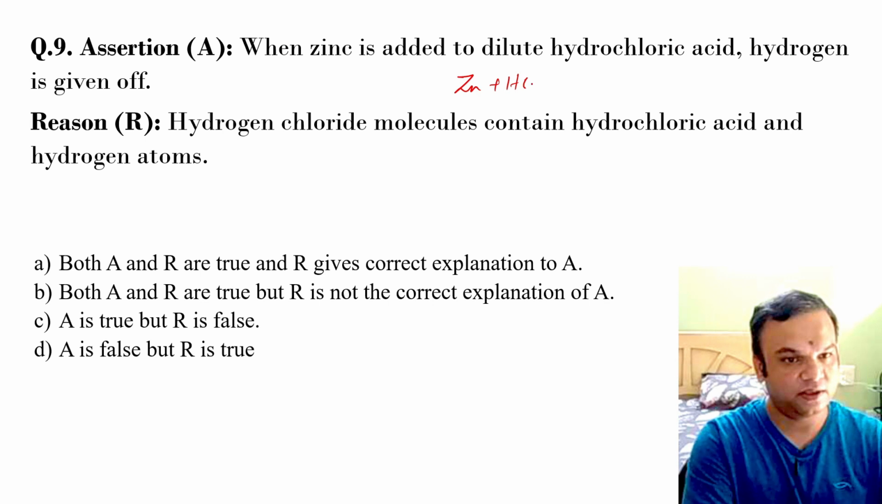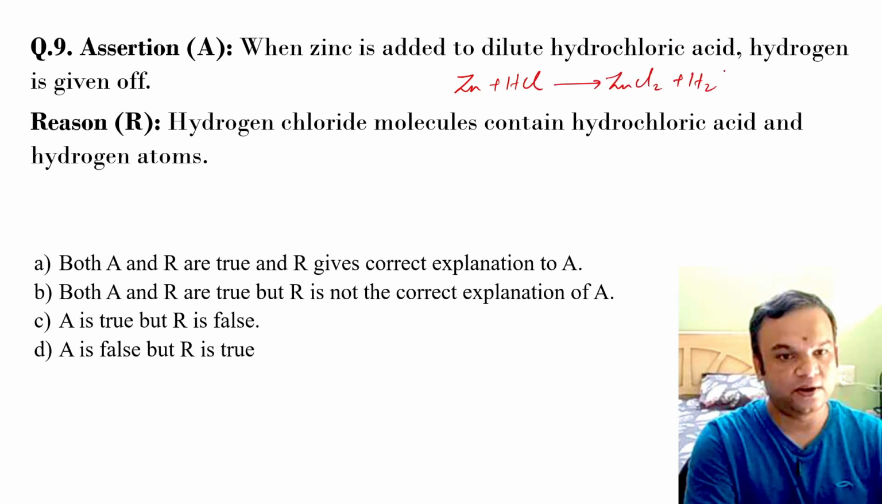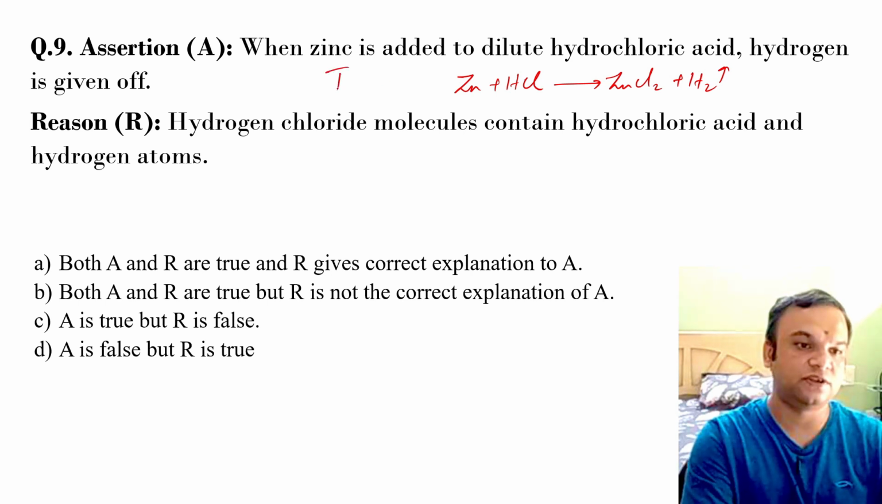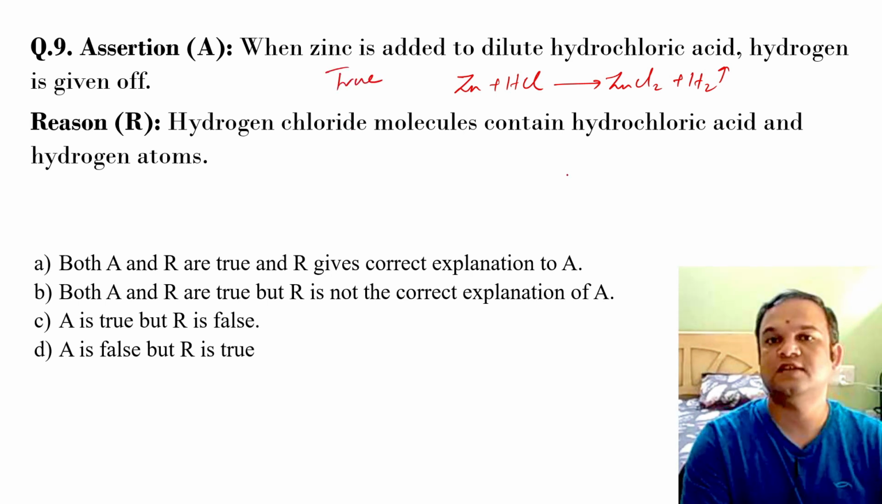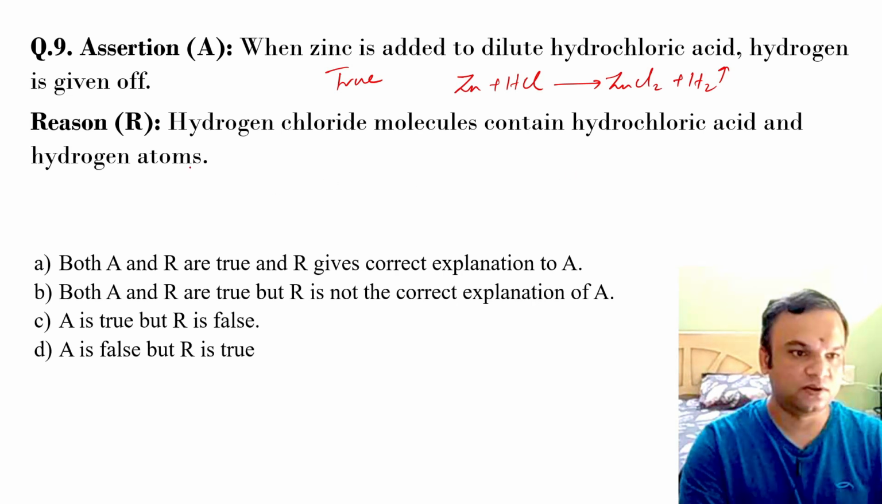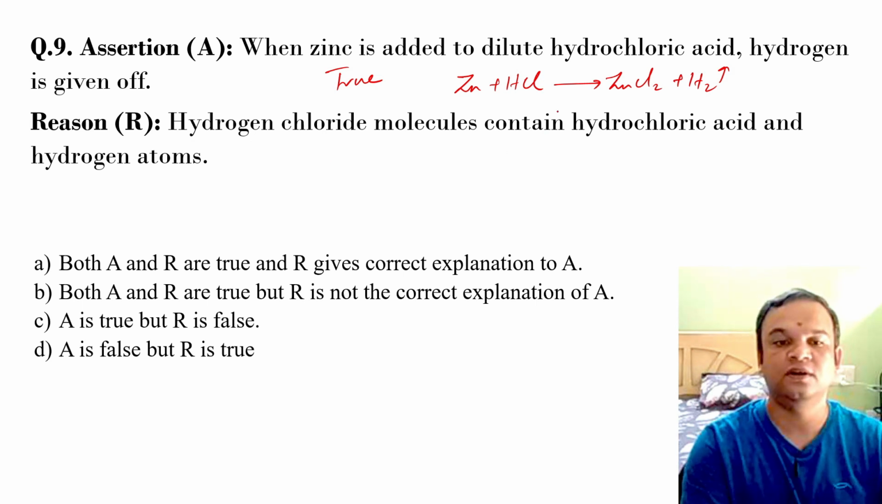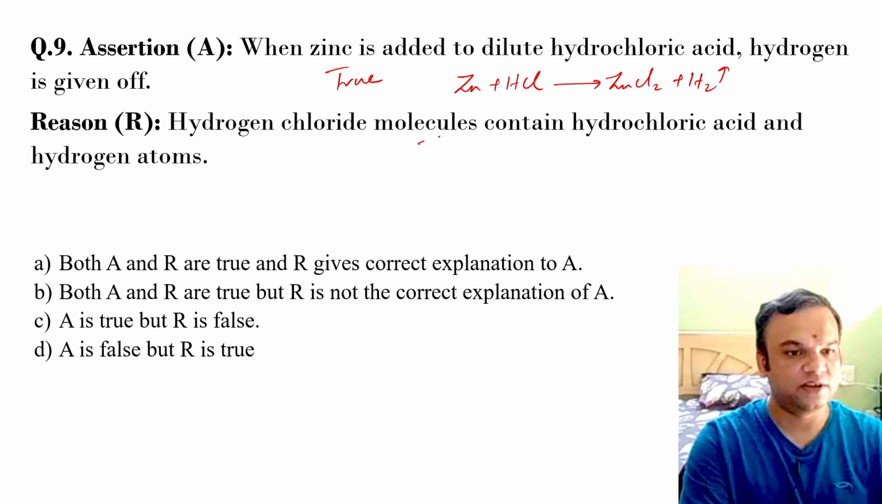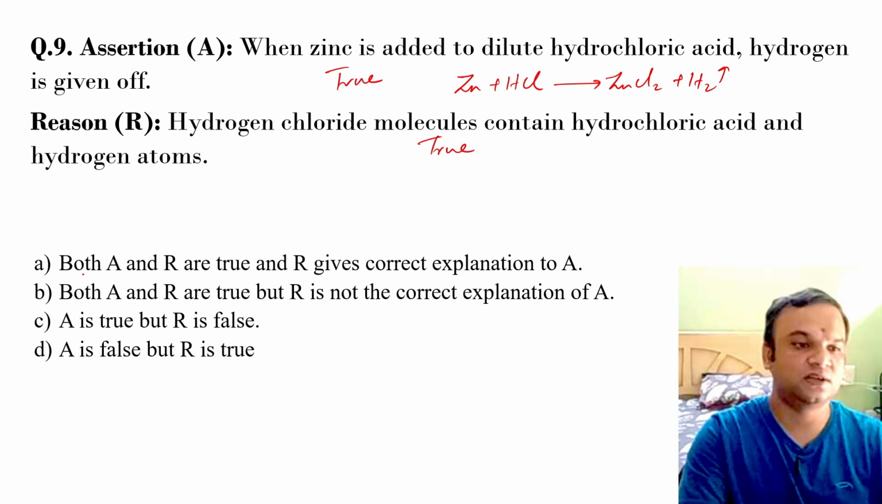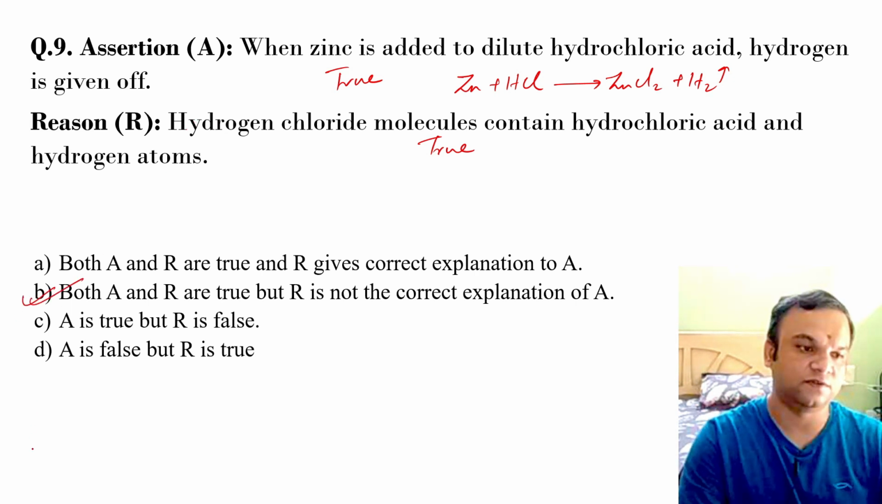Zinc is added to the hydrochloric acid. It forms zinc chloride, and hydrogen gas is given out. So this is a true statement. We know that metals react with acids to form salts, and hydrogen gas is given out. The reason states that hydrogen chloride molecules contain chlorine and hydrogen atoms. So this is a true statement, but this reason is not giving any explanation to the assertion, and that is why option B will be the correct answer for this question.